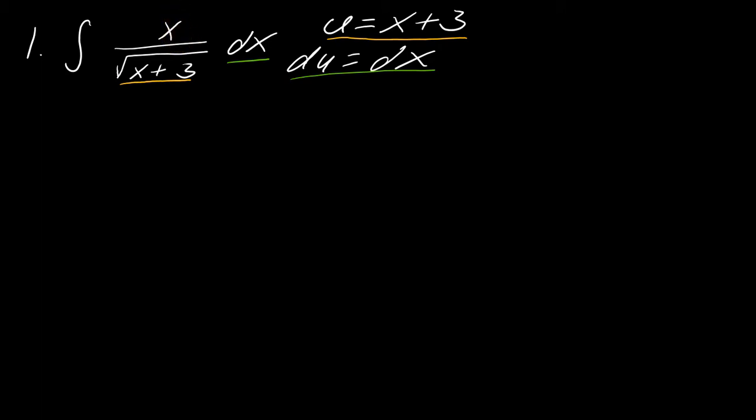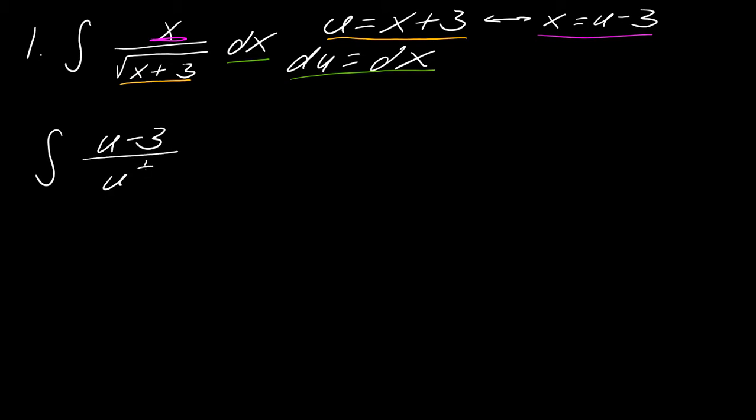I'm going to notice that if u is equal to x plus 3, then my x is equal to u minus 3. So there's that relationship between those two things, and now I can make a substitution here. If I rewrite this integral now, this becomes u minus 3 on the top over u to the 1/2 on bottom, and then this is du. I've really changed the problem now, so I have to simplify all of this.